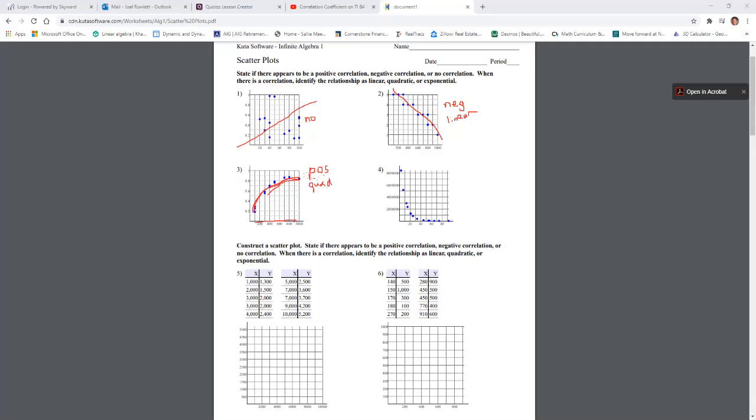And number 4 seems to me that as x gets larger, the y values are going down, and look at how fast they drop. In very little amount of time, they went from this huge number here all the way down to 0 in just a short amount of time. So this appears to have a negative correlation, and I would say it appears to be exponential as well.